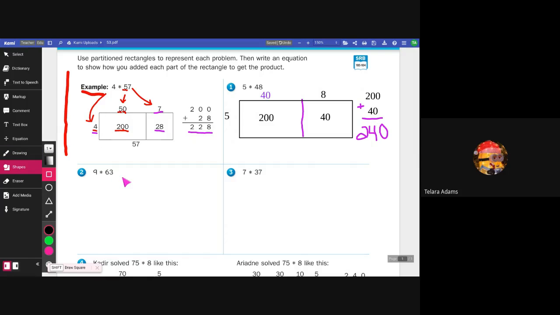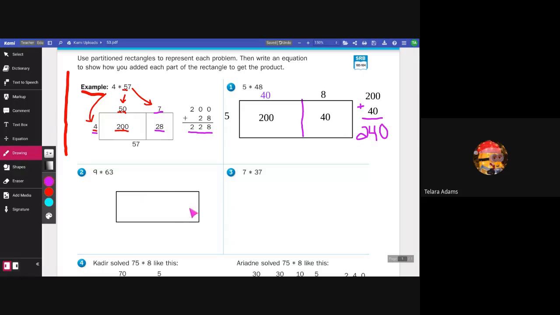9 times 63. The first thing I need to do is draw my rectangle exactly. Then I'm going to draw a line to separate my 10s and 1s. 9. Here's my width, my single digit standing alone there, 9 times.